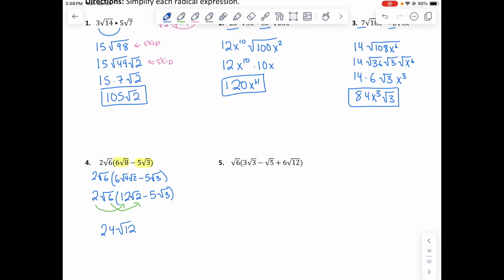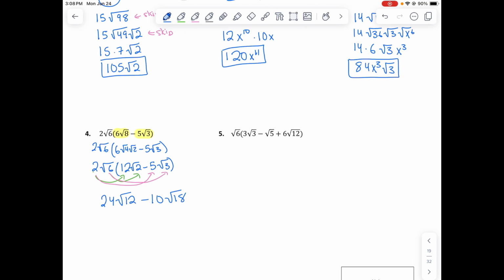So I have 24 times the square root of 12, and then I will distribute the 2 root 6 over here. So I have the coefficient times the coefficient, and the radicand times the radicand. So I'll have minus 10 root 18. Now, you don't need to draw those arrows, or you may choose to just do what you would normally do and kind of go like this and then like this to show that we're distributing to each of these separate terms. I just wanted to show you where I was getting my numbers from.